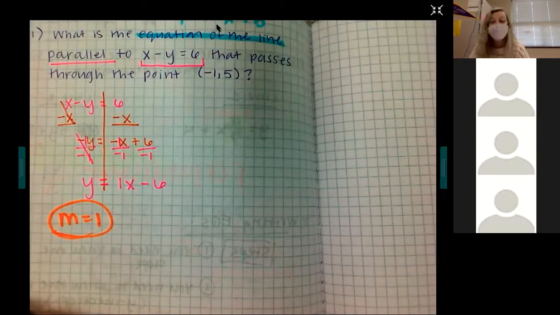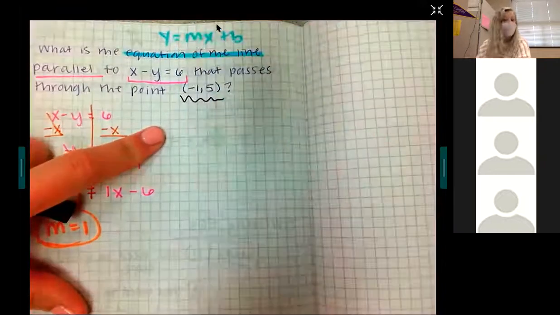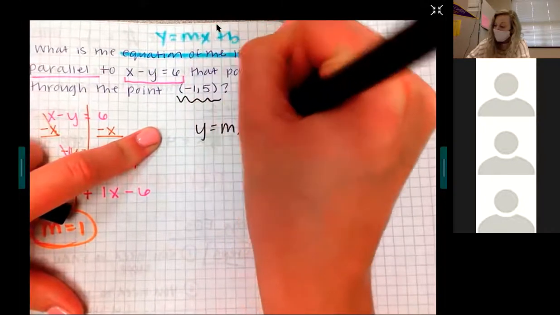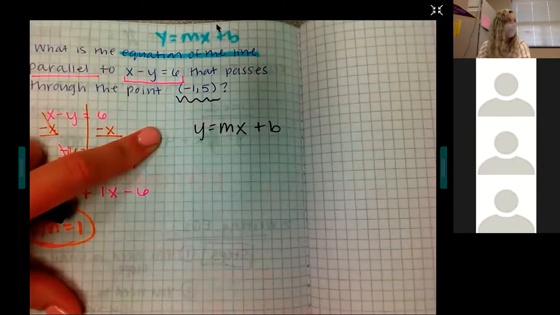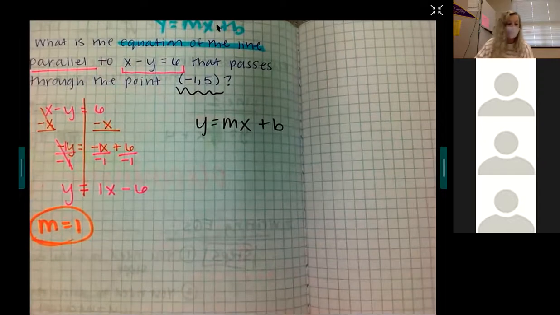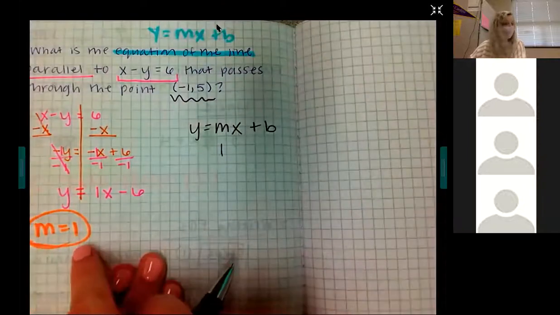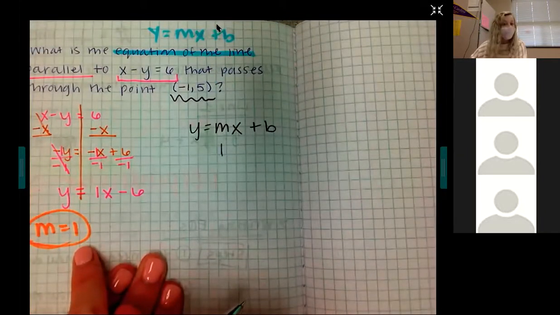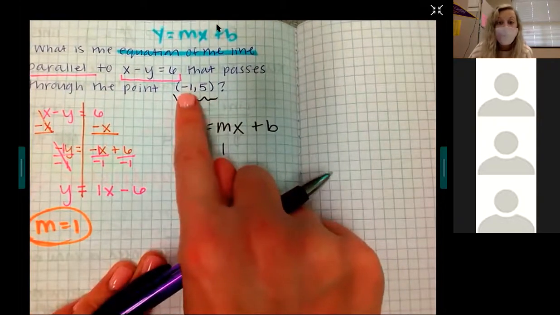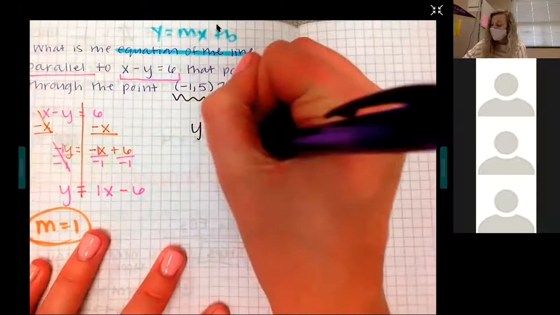Good job. He said, if they don't give you the base, but they do give you a point, then you're going to write y equals mx plus b. What is the m we're going to plug in? It's 1. We just found it was 1. That's why I had you circle it. Put 1 in for the m. Now, Jay said you can plug the point in for the x and the y. Which one of these numbers is the x? Negative 1. So where the x is, I'm going to put in negative 1.